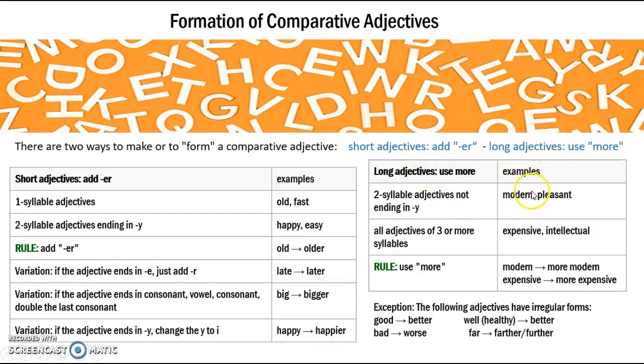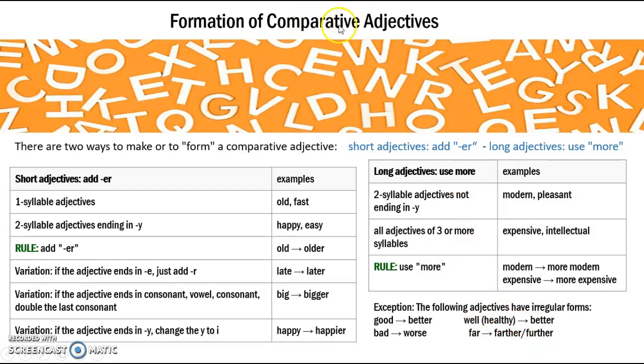But with long adjectives, we use more. For example, with adjectives of more than 2 syllables, we have to use more. For example, modern or pleasant, we say more modern, more pleasant, more expensive, more intellectual. Here you have examples. And obviously we have exceptions, some irregular adjectives. Those ones you have to memorize or look for in the dictionary. For example, good is the positive and the comparative is better, bad is the positive and the comparative is worse, and so on with other examples here.